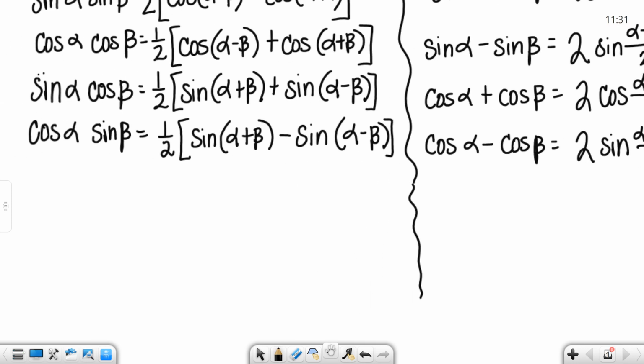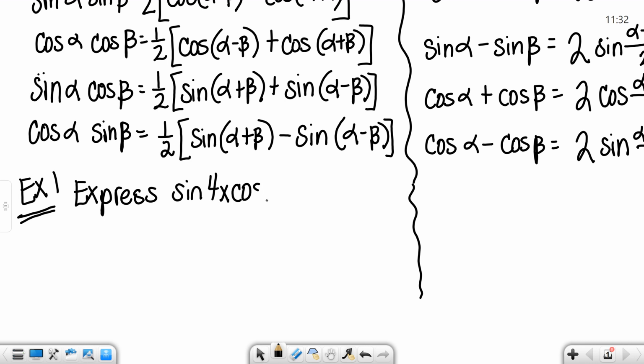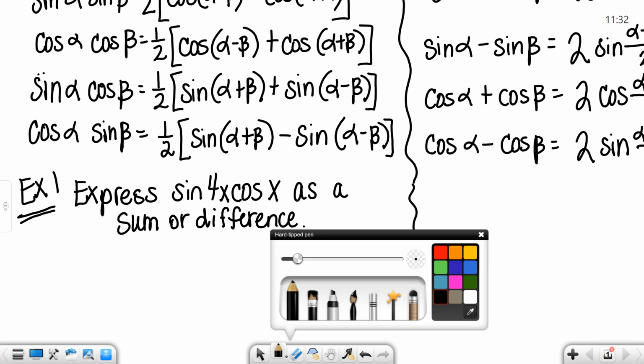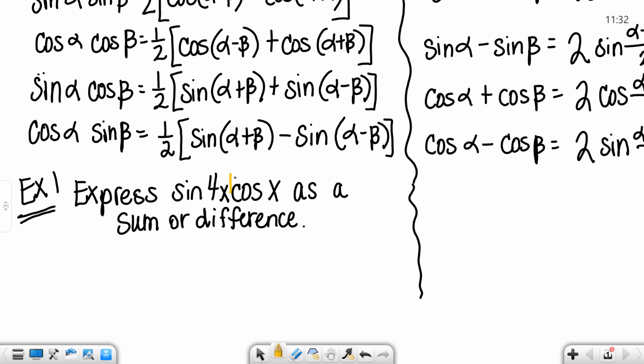Obviously, I could do many examples, but we're just going to do one from each column. I will start over here with our product to sum. This example would say something like, express the sine of 4x times the cosine of x as a sum or difference. Then we have to pick a formula and plug it in appropriately. Before I worry about picking a formula, I'm going to decide what are alpha and beta. 4x is my alpha and x is my beta.